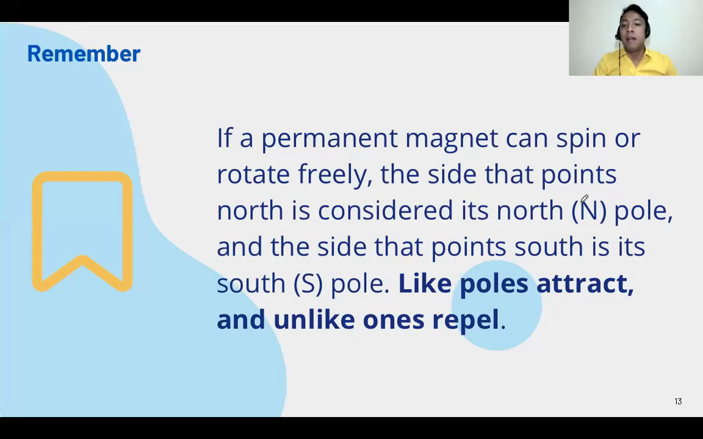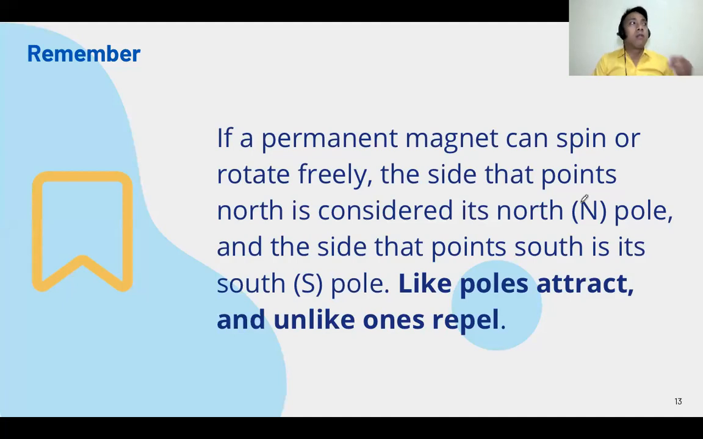If a permanent magnet can spin or rotate freely, the side that points north is considered its north pole. And the side that points south is its south pole. Like poles attract and unlike ones repel.